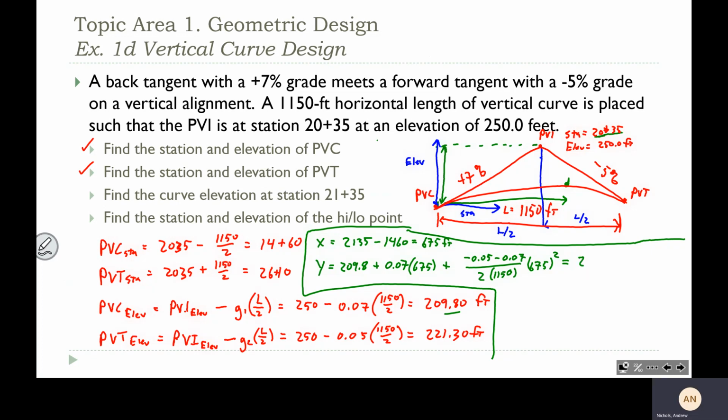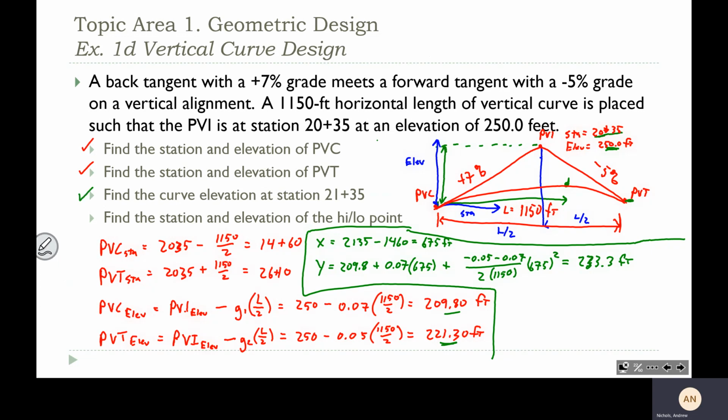Okay, so reasonableness. 233.3 feet. Whatever this calculation comes out to be, what should it absolutely be between? It cannot be less than what? Yeah, so there's no way it can be lower than our PVT out here, which we know is this 221. So that gives us a lower bound. What's our upper bound? Yeah, the 250. We know that it has to be somewhere between the elevation of our PVI and our PVT.